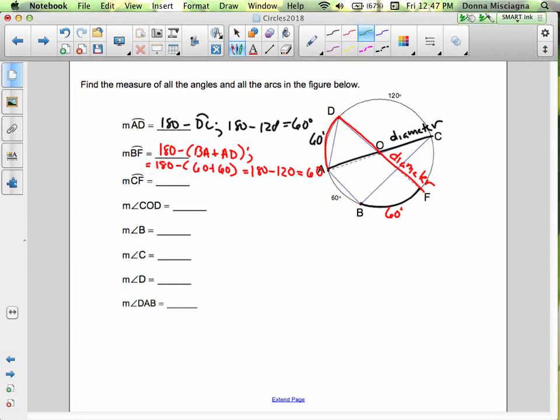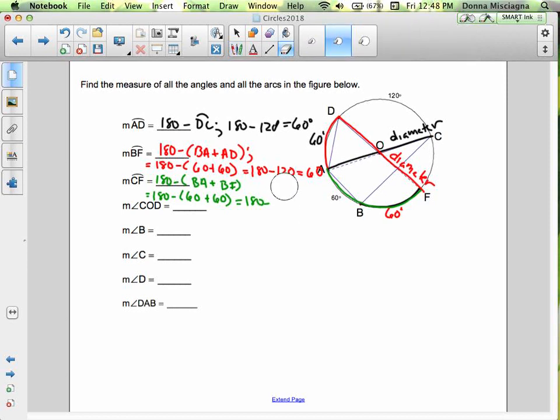Measure of arc CF. Well, now we got the whole circle, but we also know that AC is a diameter, right? So we could use the fact that CF is equal to 180 minus these two arcs right here. Notice that together arc AB plus arc BF plus arc CF is half a circle. So that would be 180 minus arcs BA, I'll be consistent, BA, plus BF, which would be 180 minus 60 plus 60, which is 180 minus 120, which is another 60. They liked 60s.